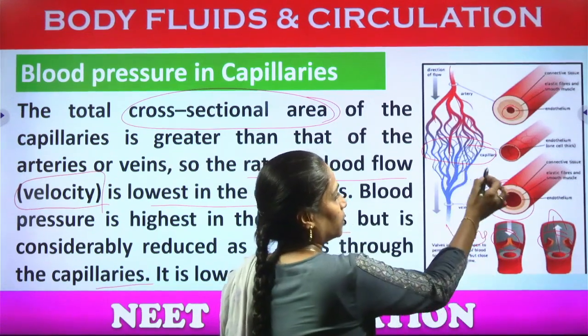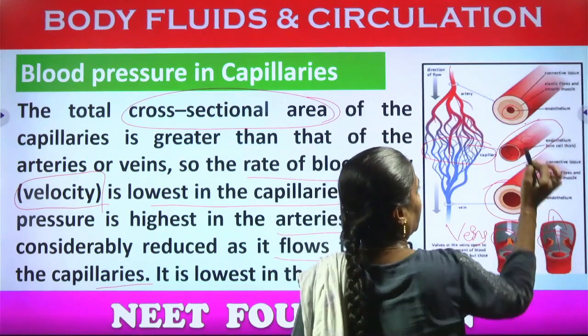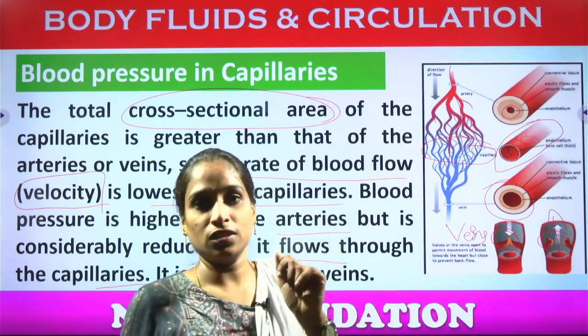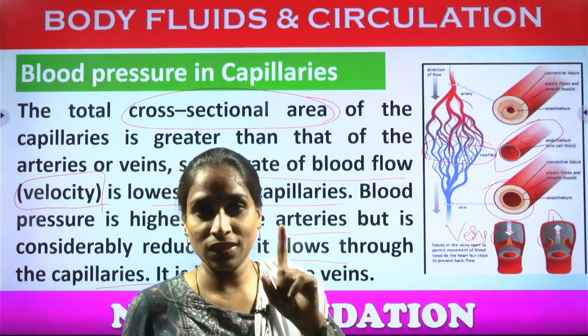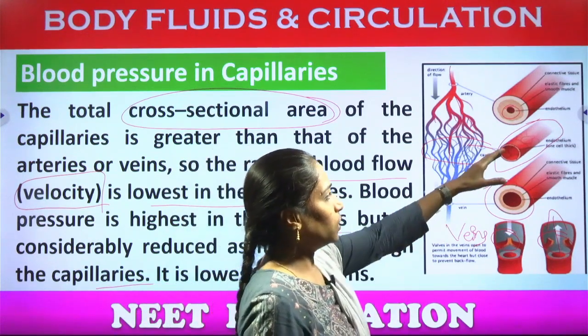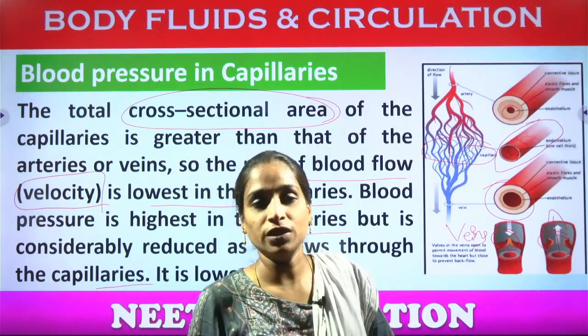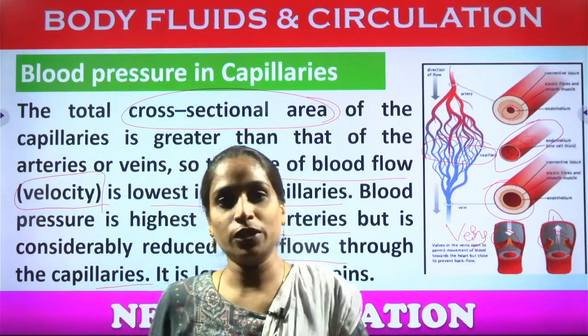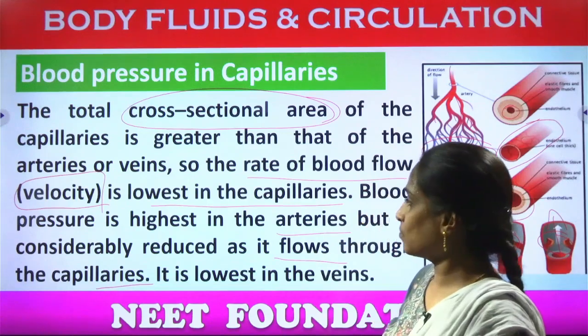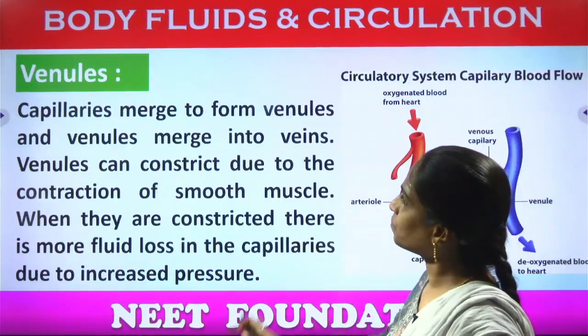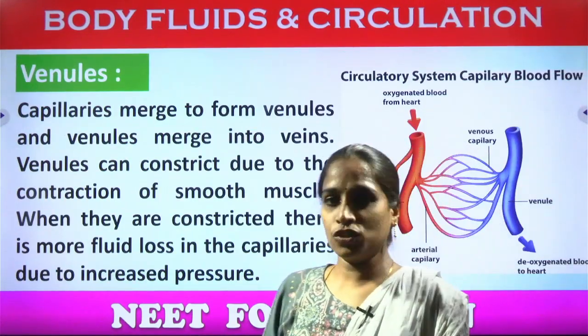And these are the capillaries. This is a thin endothelium structure, and the diameter is only one cell thick. So it undergoes only the transportation of nutrients and also the transportation of waste substances from one place to another. Next, let us see what are the functions of venules.